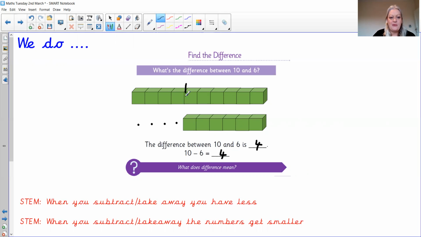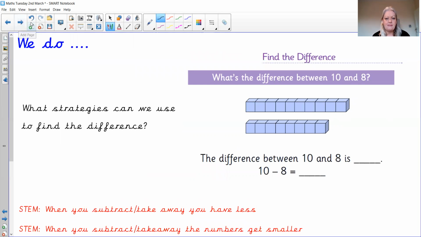So this is the point when they both have the same, and this one's got 1, 2, 3 more. This top stack has got 4 more, and the bottom one's got 4 less. Means the same. So when you subtract or take away, we are getting smaller. We'll just do another one of those just to double check. A bit tricky, some of these.